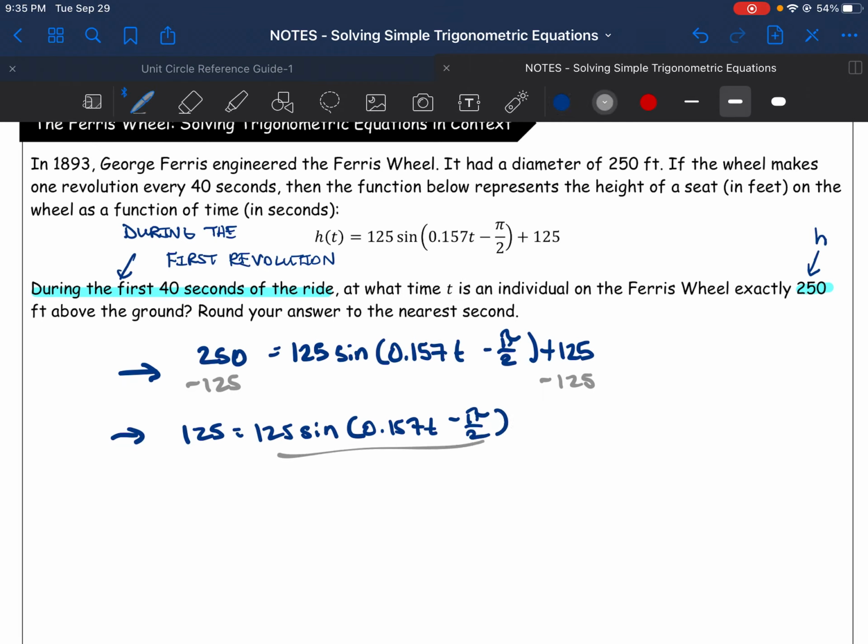The next thing I want to do is divide both sides by 125. That's going to get rid of this coefficient. So 125 divided by 125, that's just 1. And then the 125s here will cancel. We just get sine of 0.157t minus pi over 2.